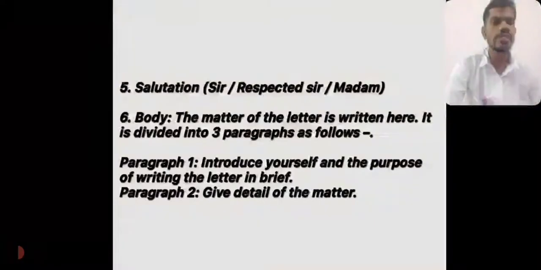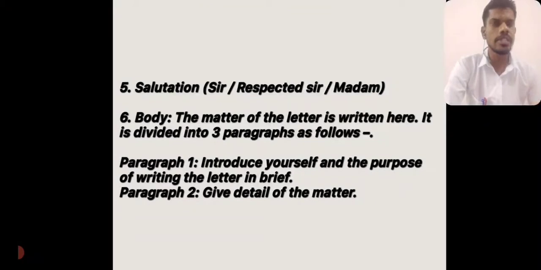Then we have to write the salutation, like respected sir or madam, or sir. I will explain when we have to use respected sir and when we have to use respected madam. Then immediately after the salutation, we have to write the body of the letter.